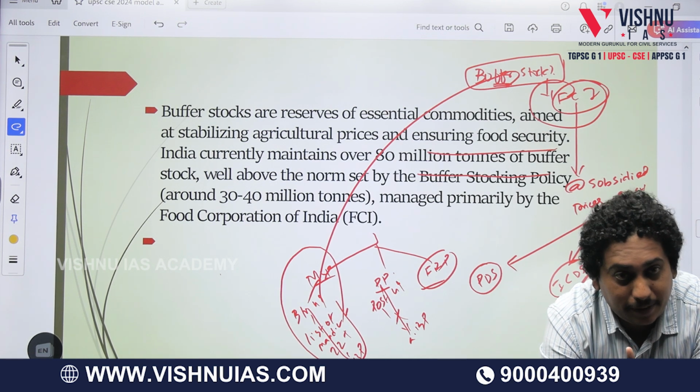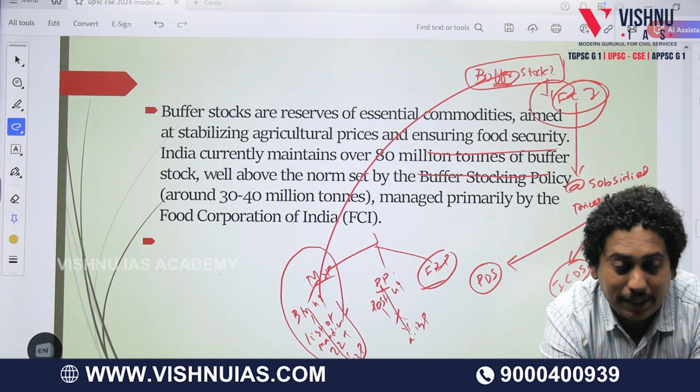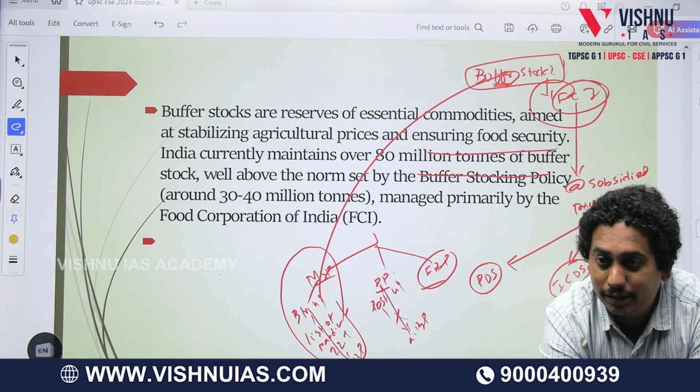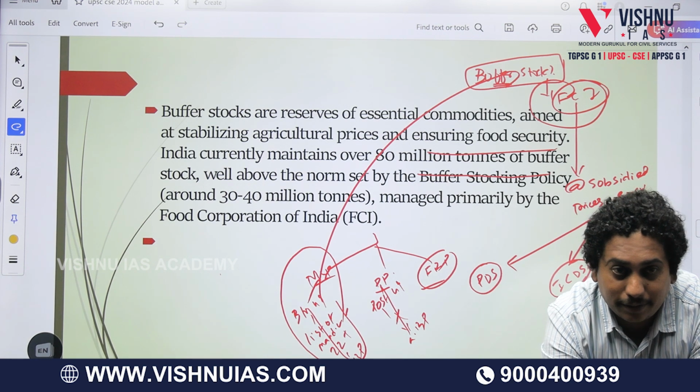In 2020 they protested against the 3 farm laws. In 2024 they have protested again. Why so? Legalizing MSP. It's not a legal right. It's a scheme which is common all across the country.